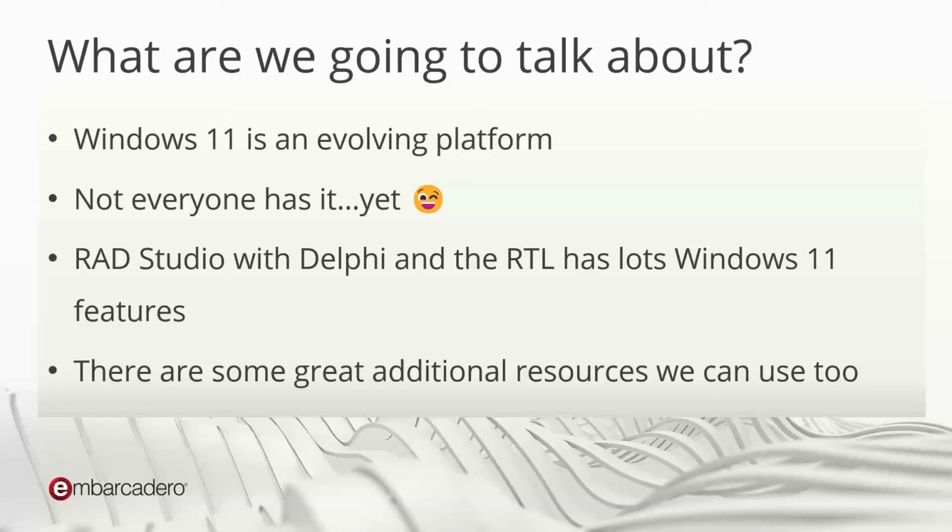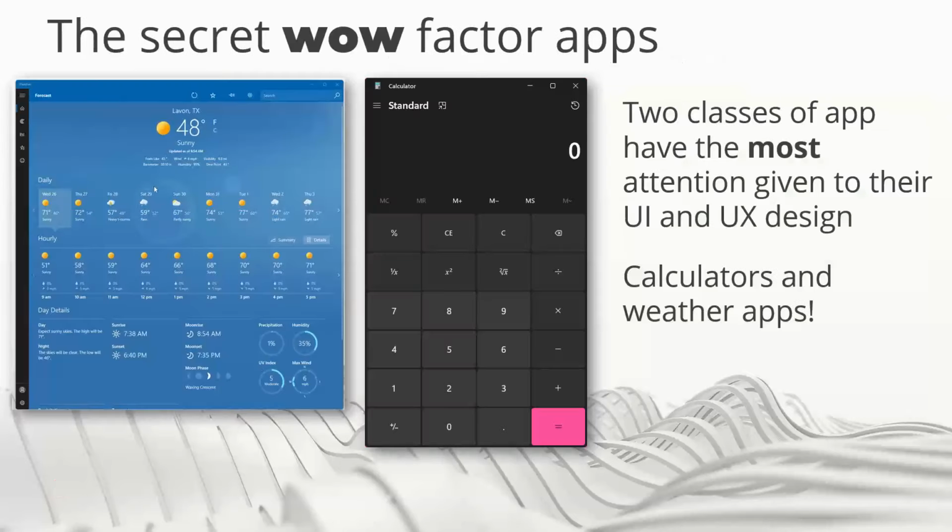RAD Studio with Delphi, which is what we're talking about today, although a lot of what I'm going to talk about applies to C++ Builder as well. The runtime library for both those has a lot of Windows 11 features built in. And particularly the VCL is very close to the metal. We're going to talk about that in a minute. But even with the cool things that RAD Studio can do, there are some really good additional resources we can use too. Some of them I've talked about before, and some of them I haven't, so we'll cross those when we get to them.